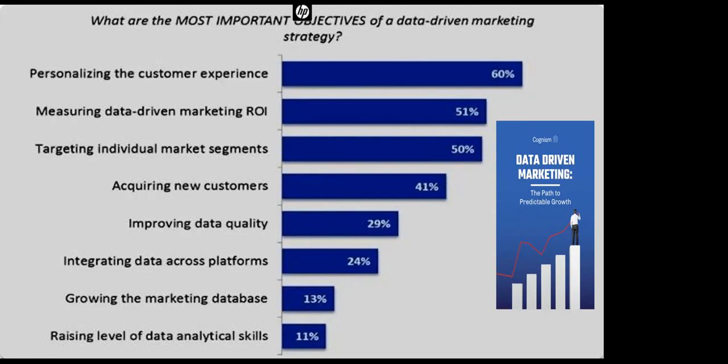So with data driven marketing, we can achieve personalizing the customer experience and measuring data driven marketing ROI. As the data is generated, Amazon is aware of which product and which keyword is driving more and more sales. Then Amazon will try to promote the products with the same keywords on its website to generate more marketing return on investment. Targeting individual marketing segments.